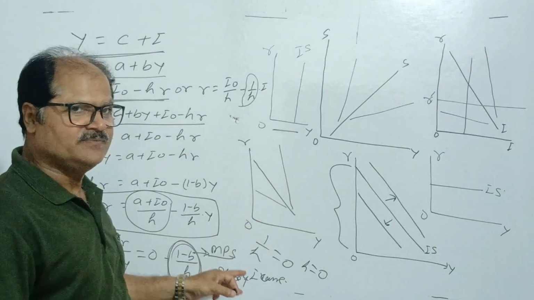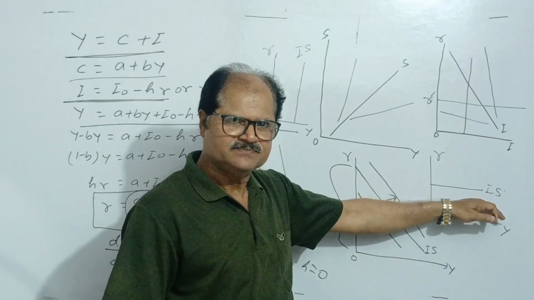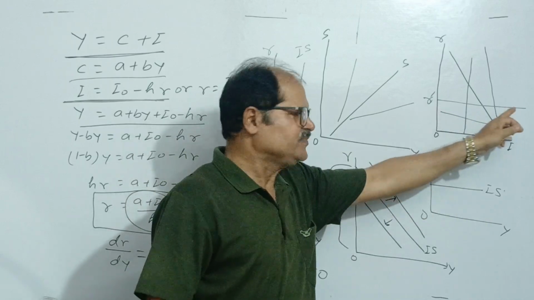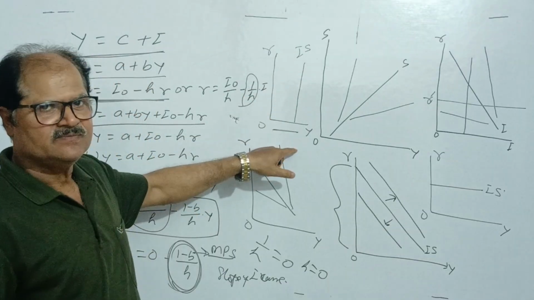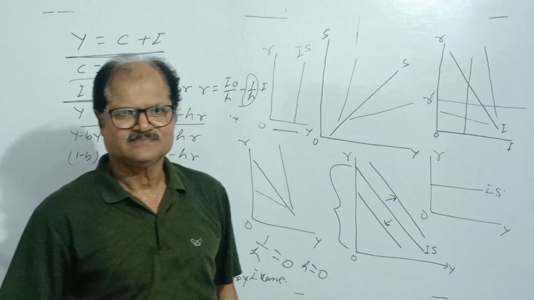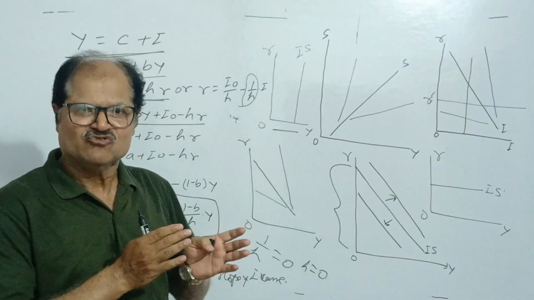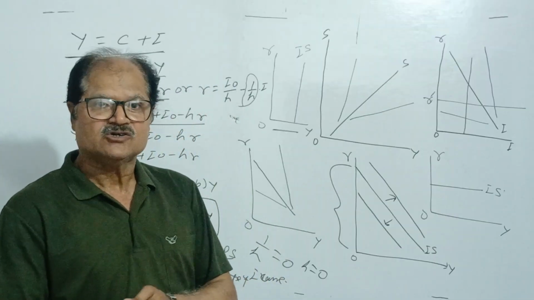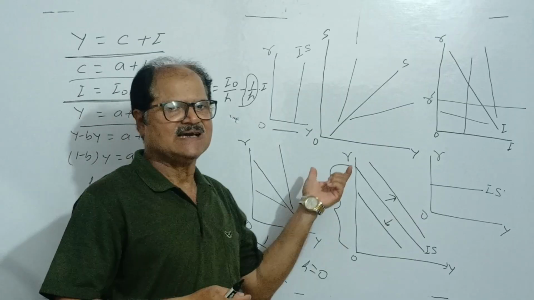So to have a perfectly elastic, or horizontal, IS curve, the investment curve should be perfectly elastic, and to have a vertical IS curve, the investment curve should be perfectly inelastic. Since we have already said that according to Keynes, the marginal propensity to consume can never be 1, we have excluded 1 minus b being 0 from this analysis.